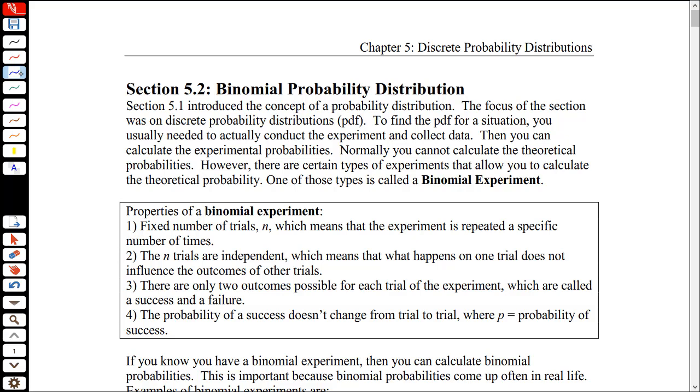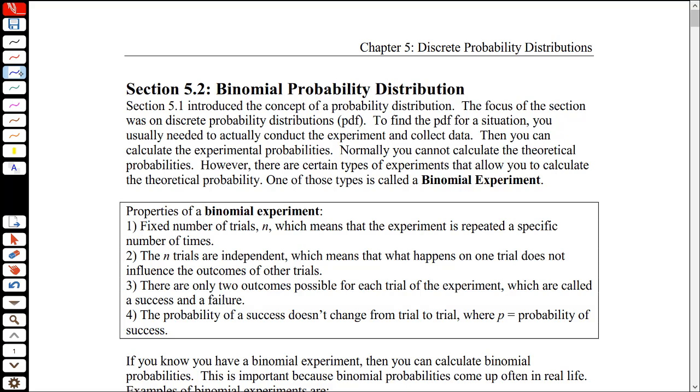Let's begin section 5.2. What we're looking at is a specific type of discrete probability distribution. What we want to do is first talk about what a binomial experiment is, and then we'll go over how to work with it, how to compute things, and how to answer questions.